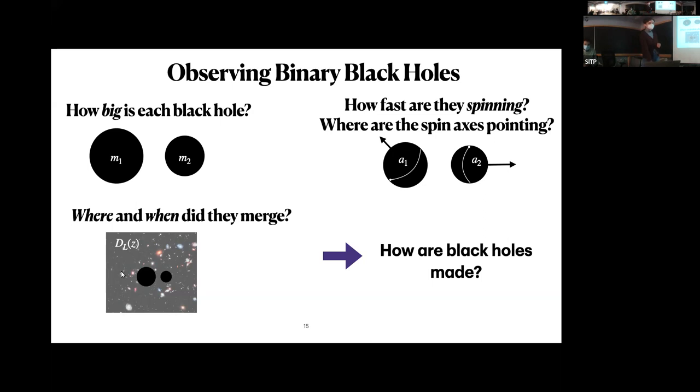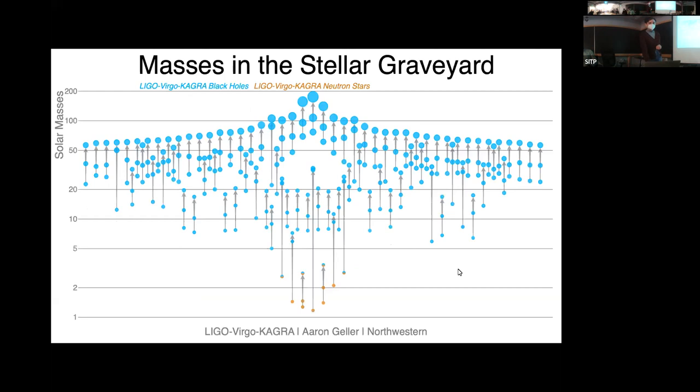Then we can learn where and when the merger happened. As I'll talk more about later, the gravitational wave signal encodes the luminosity distance to the source, so how far away it was. And under some cosmology, that luminosity distance is related to a redshift, which is telling us how fast the universe was expanding then, and how long ago that merger happened. How old was the universe when this merger happened? And then all of these things together are going to help us understand those questions on the previous slide.